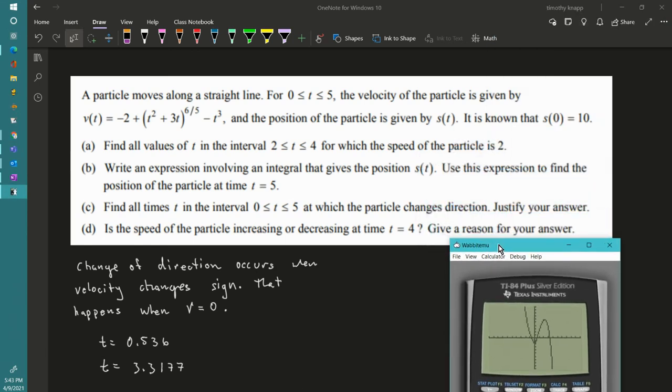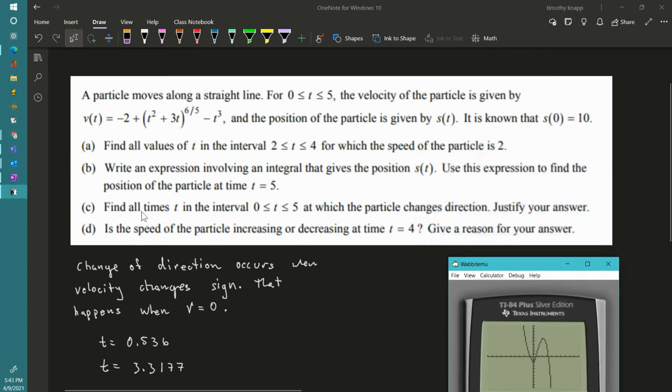So I'm doing part C now for this one. It says find all the times on the interval 0, 5 at which the particle changes direction and justify your answer. So the justification for this is I've already written it here. It says change of direction occurs when the velocity changes sign, and that can only happen at v equals 0.